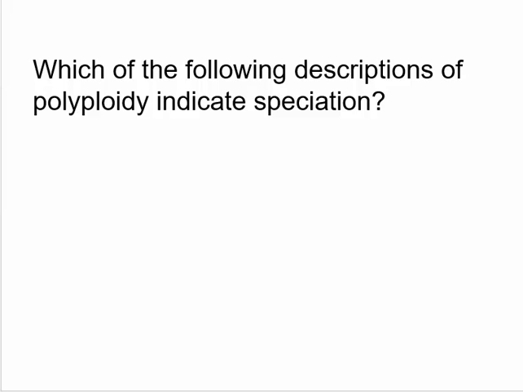All right, so once you have these polyploid organisms, they typically can't reproduce with those parental species. And of course, if they can't reproduce with those parental species, then think biological species concept, we would consider them distinct species. Thus, speciation has occurred.